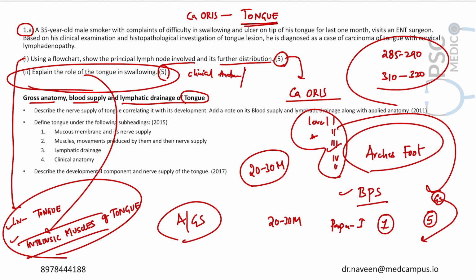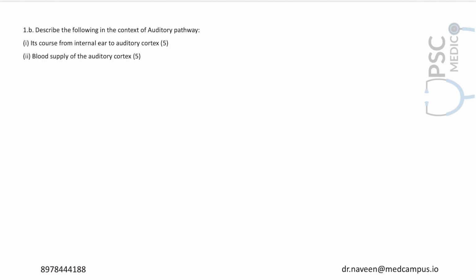So this is how you have to approach these kinds of bouncer questions. At least you will get half marks for that. So it's there in the syllabus: gross anatomy, blood supply, and lymphatic drainage. There are multiple questions from this topic in 2011, 2015, and 2017. Instead of giving a specific question, you can work on non-specific things in this particular question.